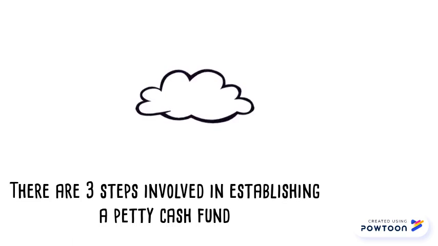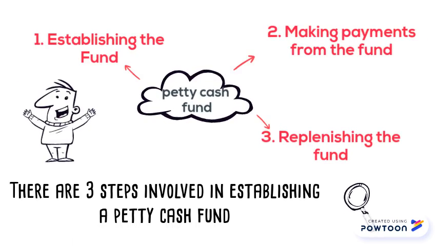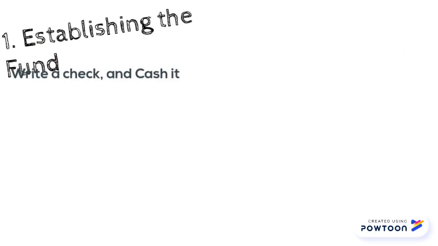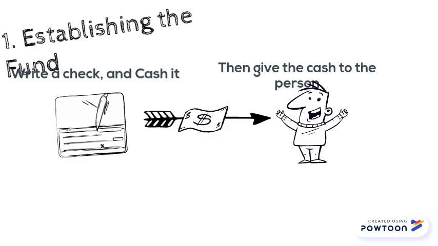There are 3 steps involved in establishing a petty cash fund: establishing the fund, making payments from the fund, and finally, replenishing the fund. A petty cash fund is established by writing a cheque and cashing it. After that, the cash needs to be given to the appointed custodian of the fund.